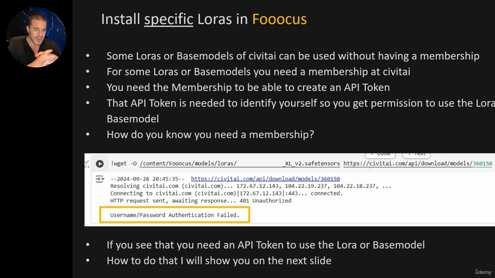Okay, and how do you find out if you need a membership for using a LoRA or not? Super easy. Whenever you click play in your Google Colab and you get something like this, username, password, authentication failed, then you know you need a membership at Civitai to be able to use the LoRA, because otherwise you don't have an API token and you can't use it. On the next slide, I will show you how to get your API token and how you are still able to use the LoRA.